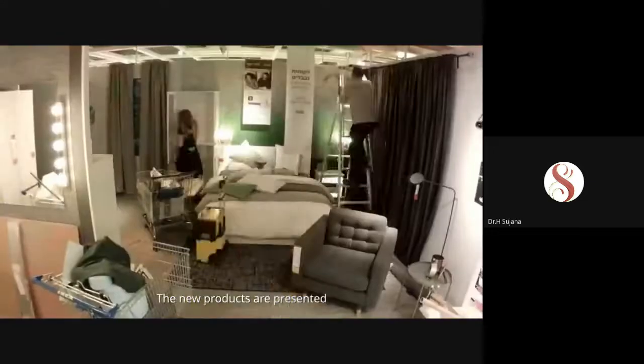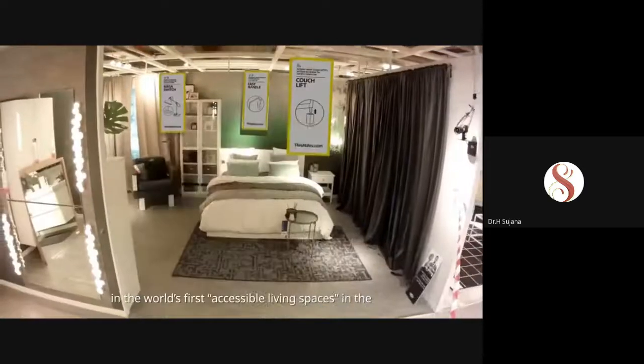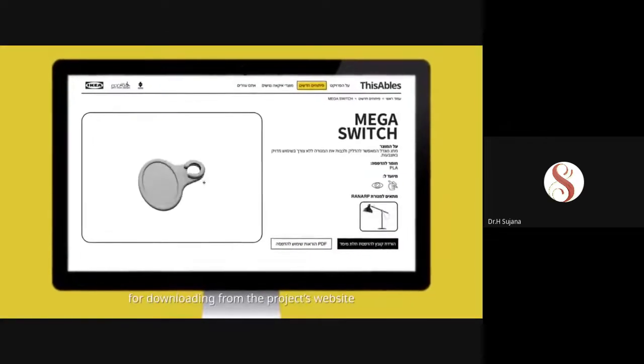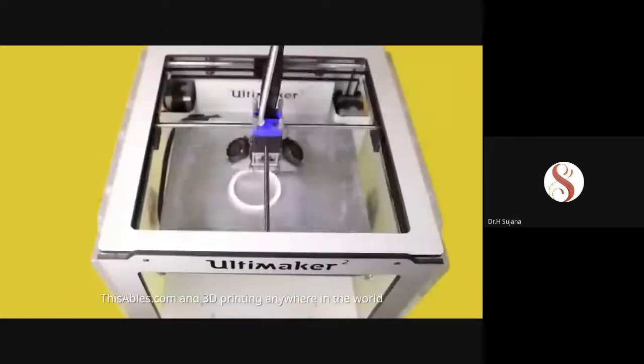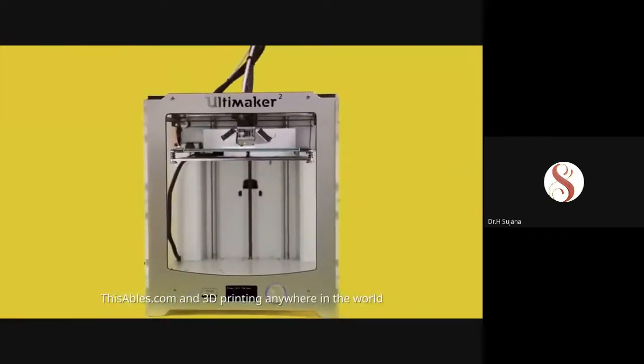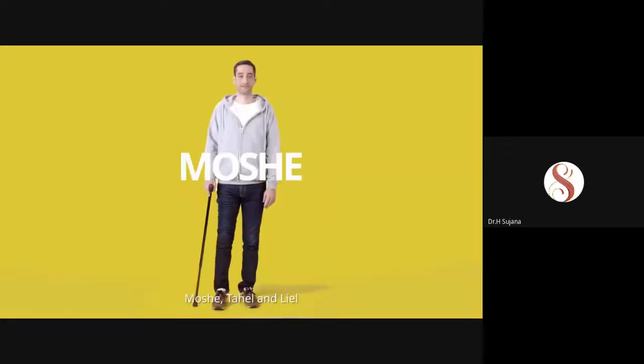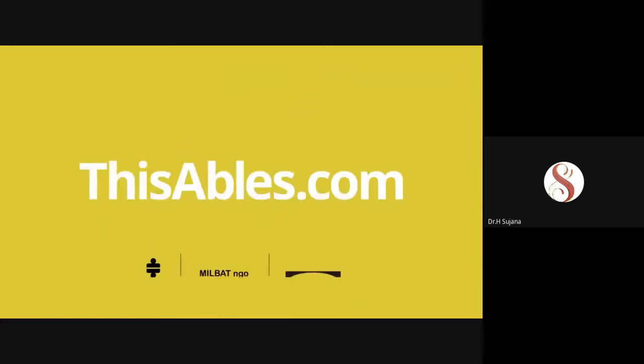The new products are presented in the world's first accessible living spaces in the IKEA stores. The new models are available for download from the project's website, and for 3D printing anywhere in the world, so that Eldar, Dina, Pavel, Inbal, Moshe, Tahel, and Liel can also feel comfortable in their own homes like everybody else.